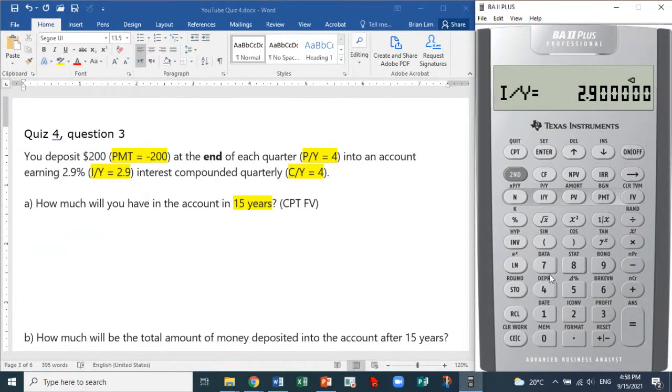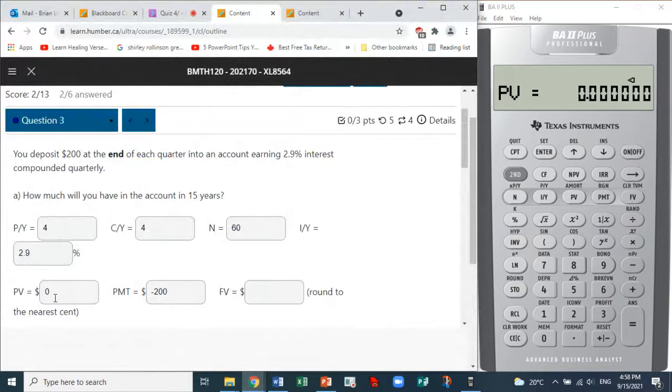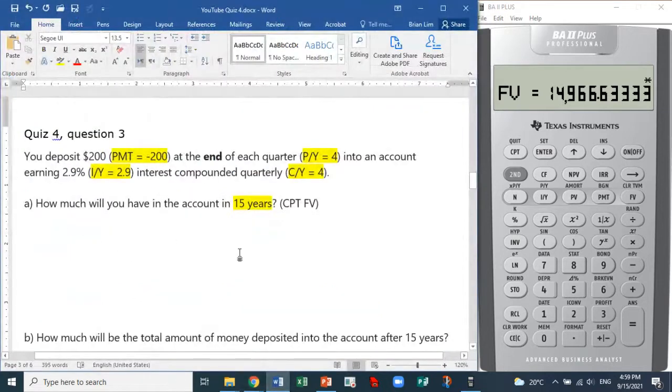So we go 2.9 IY. 0 for PV. Remember, we did that on the question there. There is a 0 for PV. We could continue from right here, $200, and we make it negative for the payment. And then we go and we compute the future value. So we compute the future value, and it turns out to be 14966.63. Okay, we can go and put it in here.